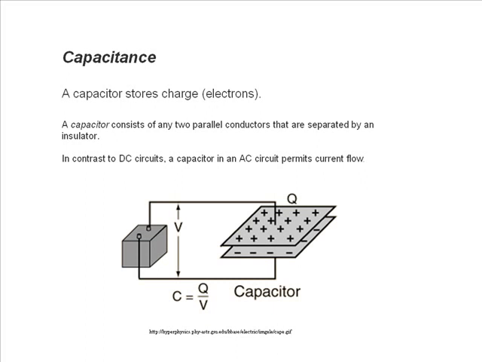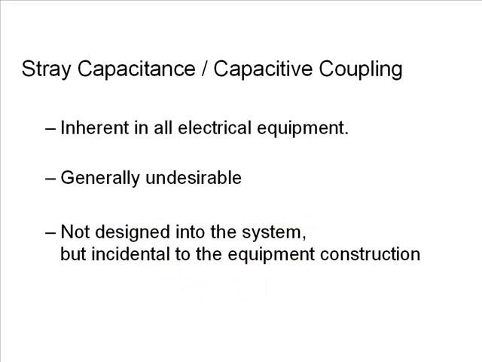The importance of this shows up as stray capacitance in electrical circuitry. Because stray capacitance, also known as capacitive coupling, is inherent in all electrical equipment by virtue of two wires being close to each other. It's a generally undesirable component, and it's not designed into the equipment, but is incidental to the equipment construction. And while it is possible to minimize stray capacitance by careful design, unfortunately, this problem exists in all electrical equipment and has to be dealt with. And we do have some ways of dealing with it, we'll discuss in a minute.